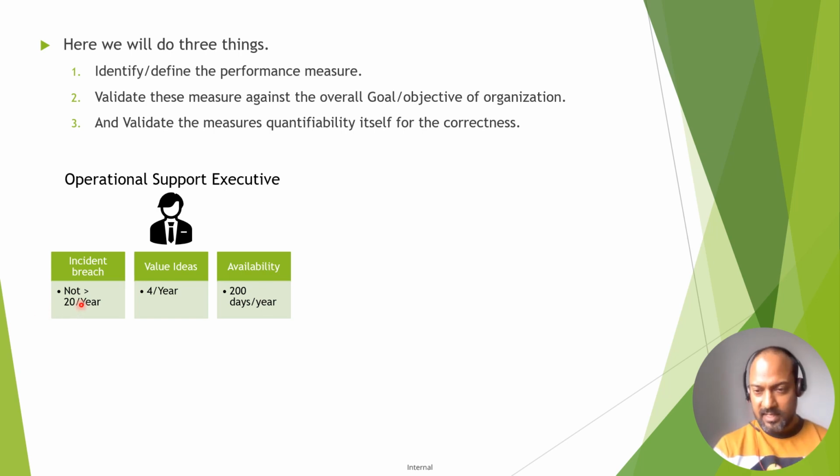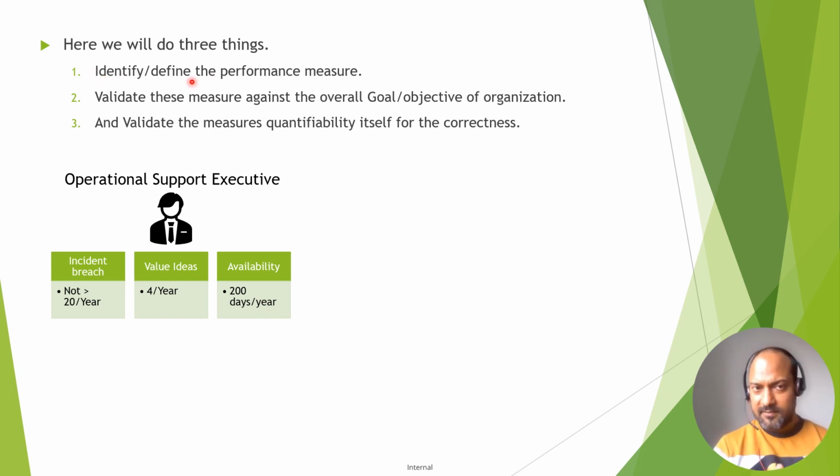But to quantify it better, they have put some figures, right? So incident breach should not be more than 20 per year. Value ideas, you have to give 4 value ideas per year. And availability should be 200 days per year. So that's the general criteria set for your evaluation, right?